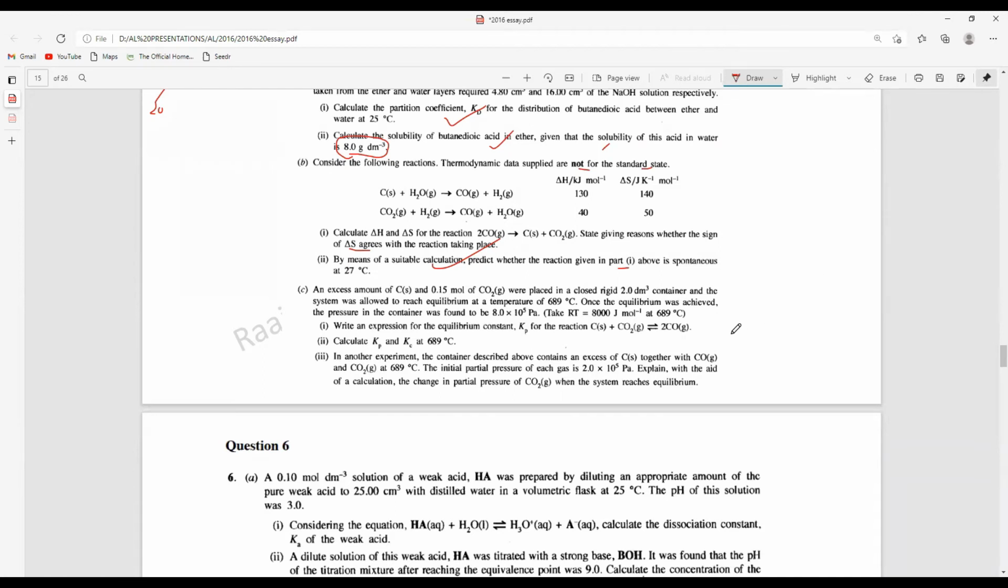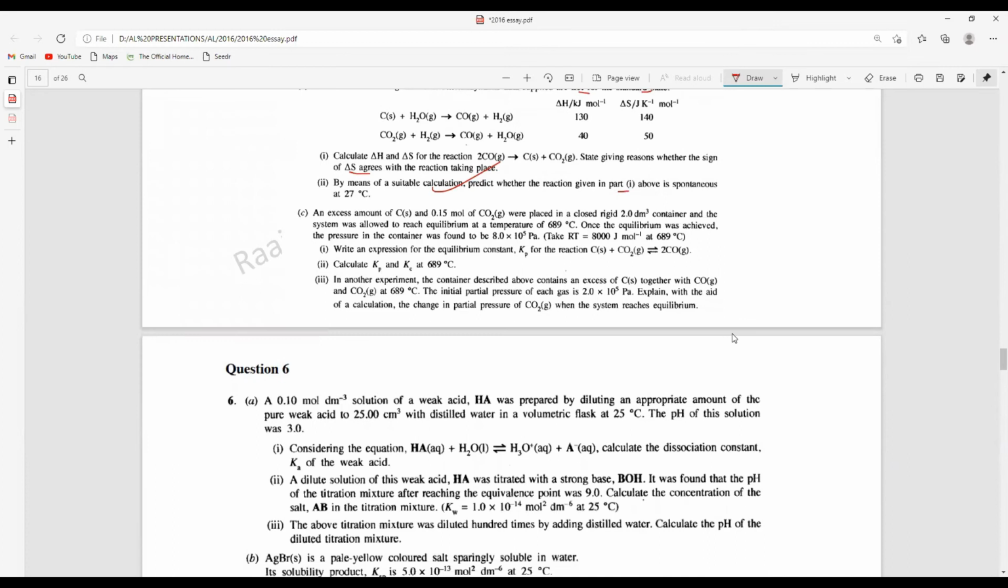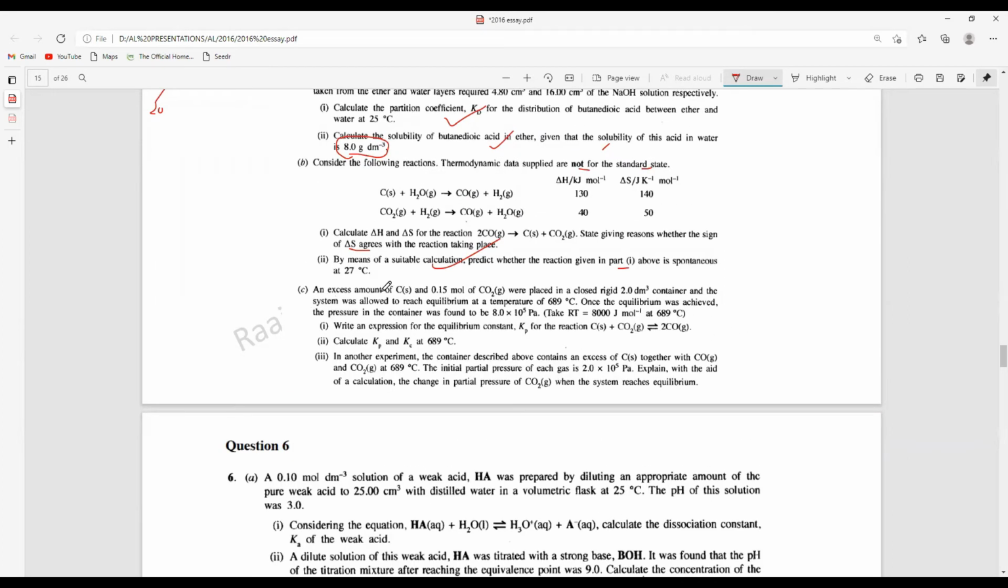Right, so part C is again straightforward. An excess amount of carbon solid and 0.15 mole of CO2 were placed in a closed rigid container of 2 decimeter cubed, and the system was allowed to reach equilibrium at a temperature of 689. Once the equilibrium was achieved, the pressure of the container was found to be 8 into 10 to the power 5. So this is the total pressure, which is PT, and write an expression for the equilibrium constant Kp.